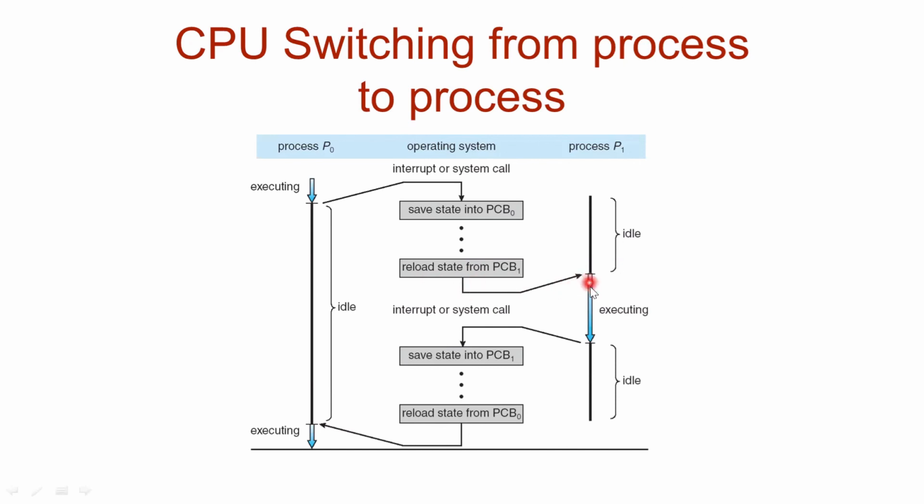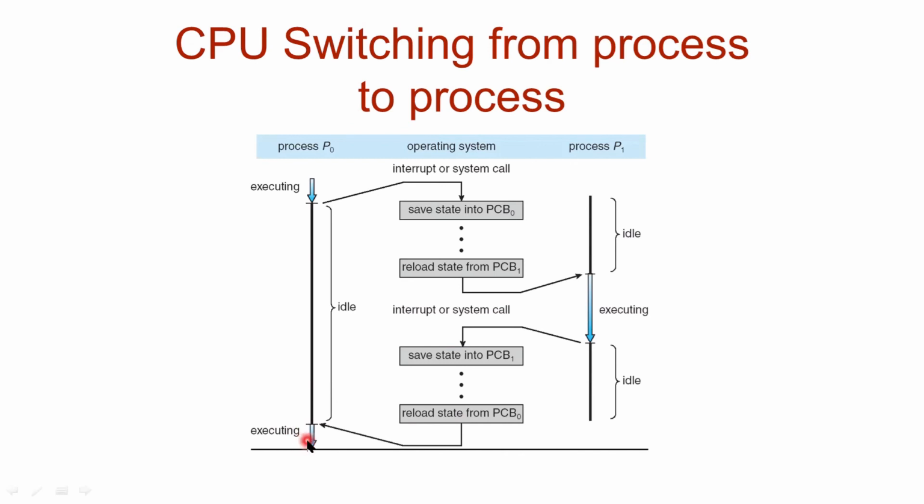And this time P1 is executing and some interrupt occurs. This interrupt can be a time slice expiring as well. So now the interrupt has occurred, the CPU will first save the state in PCB1. Saving will take some time and then it will reload the state of P0. It will take some time and then again P0 will execute.